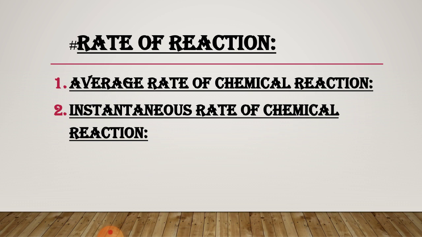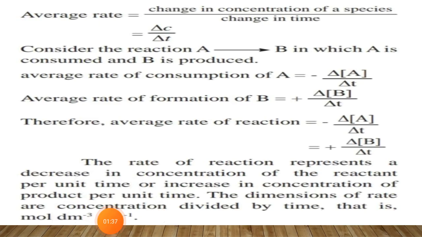The rate of reaction is of two types, as we have already studied in the last lecture. The first one is the average rate of chemical reaction and the second one is the instantaneous rate of chemical reaction. Let us take a little review of it. First is the average rate of chemical reaction.